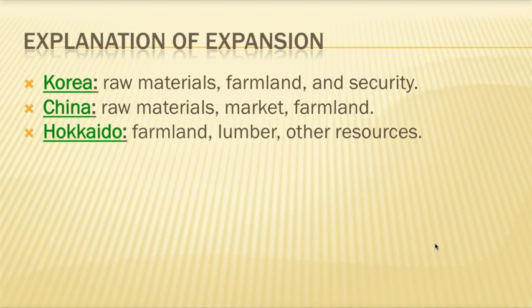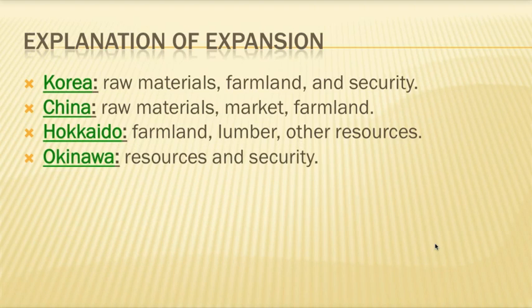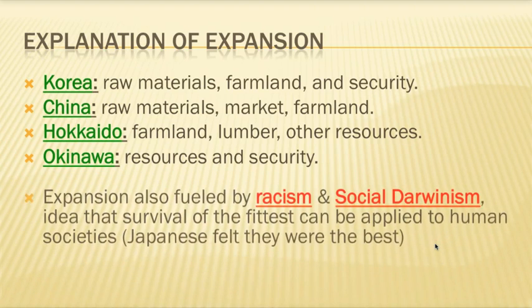Hokkaido, which is an island which now is a part of the Japanese country, they wanted farmland, lumber, and other resources. Okinawa, another island, they wanted resources and security. So you can see just a variety of different reasons why you might expand into other territories.